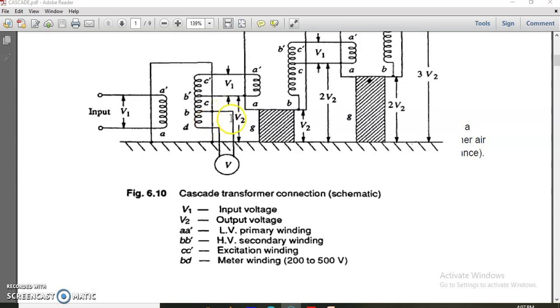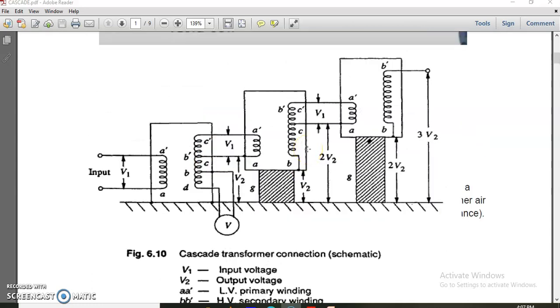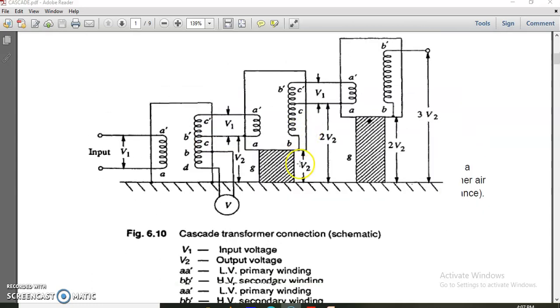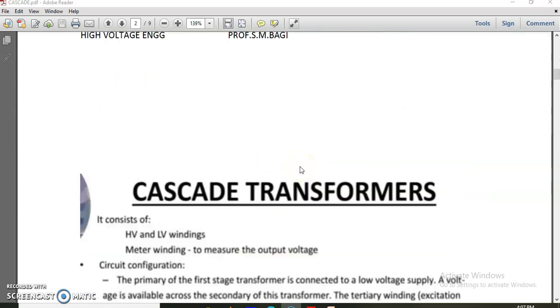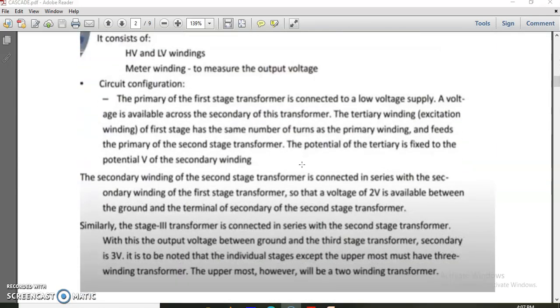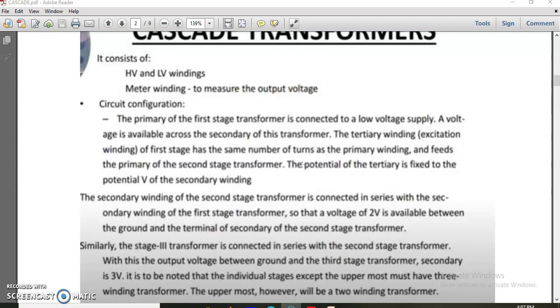And the same setup we can go for another setup, that is the cascade connection unit with isolating transformer. This is the same explanation, just what I explained. You can go through this also. It consists of the HV-LV winding, meter readings, and circuit configuration. The primary of the first stage transformer is connected to the low voltage supply, and voltage is available across the secondary of the transformer.